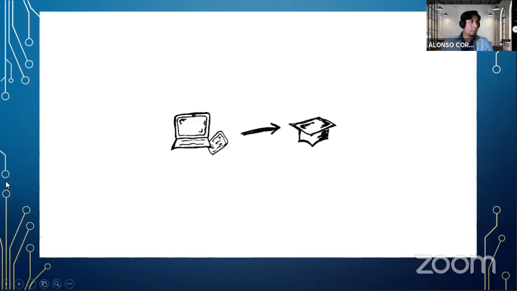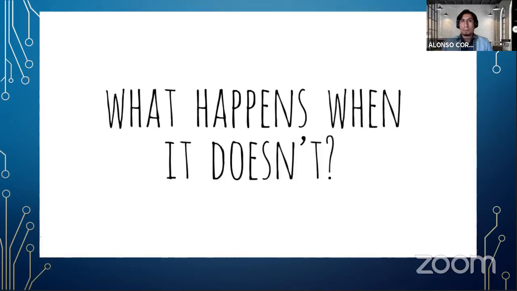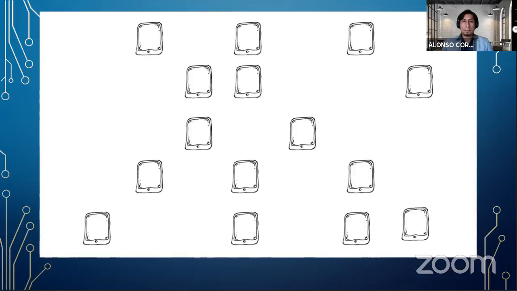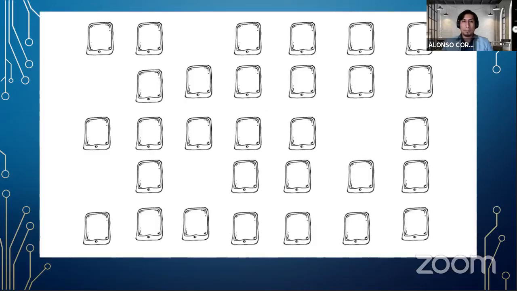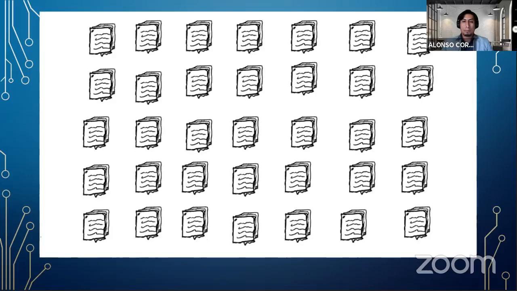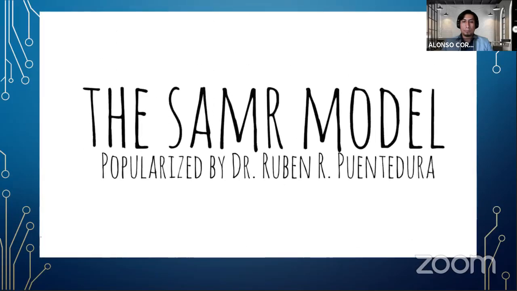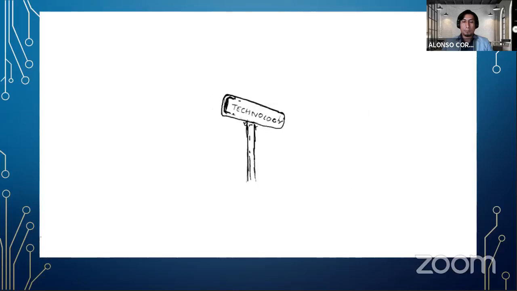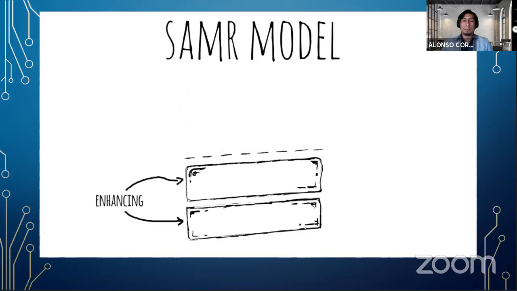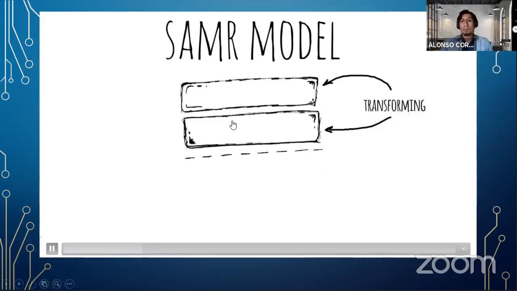Technology has the power to transform student learning. But what happens when it doesn't? What happens when that class set of iPads is nothing more than a class set of really expensive digital worksheets? The SAMR model tackles these issues with a focus on the intersection of technology and pedagogy. This model has 4 different layers, the first 2 focusing on enhancing the learning task, while the next 2 layers focus on actual transformation.